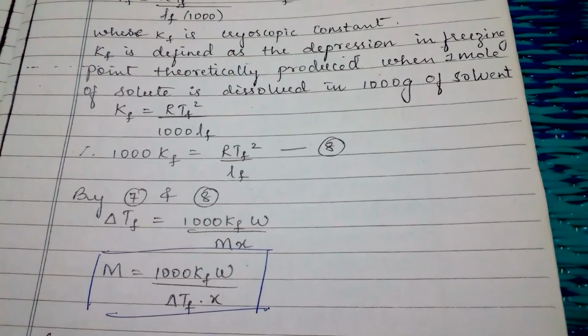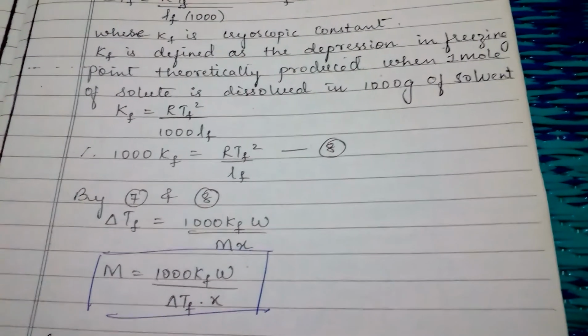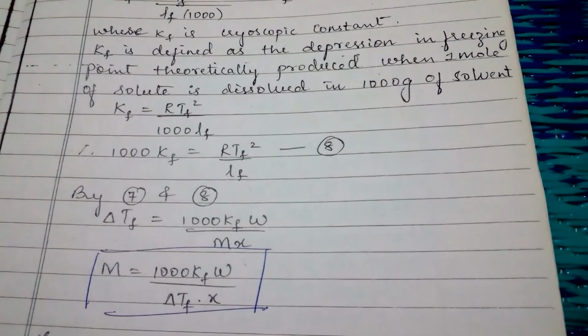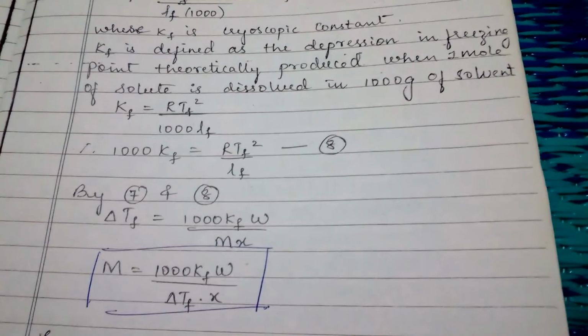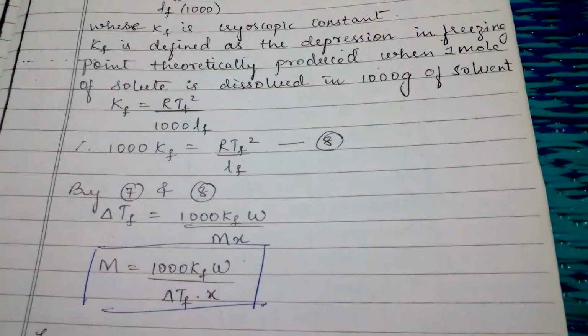Combining equations 7 and 8, we get ΔTf = 1000 Kf W/(M X). Therefore M = 1000 Kf W/(ΔTf X).